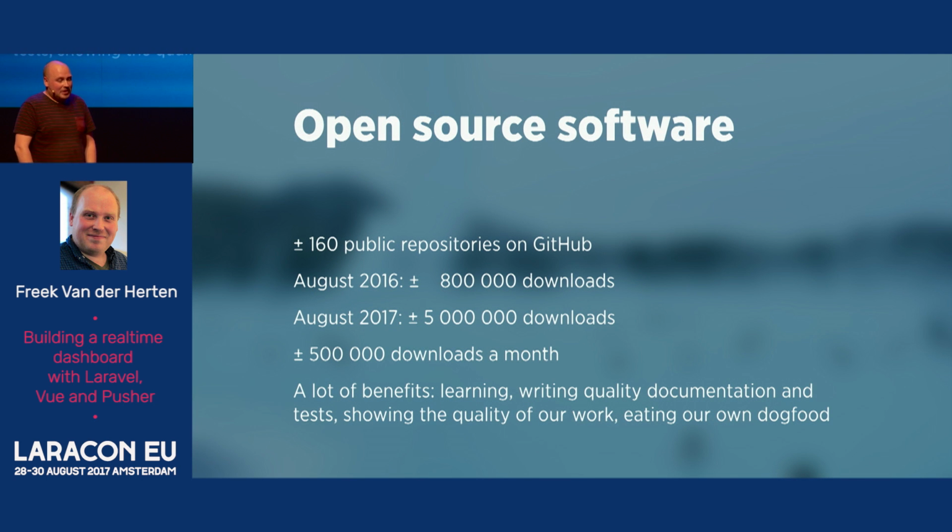This is the state of things. We currently have like 160 public repositories on GitHub right now. Last year, at this day, we had 800,000 downloads, and now we're approaching 5 million, with 500 downloads of those packages being done each month, which we're very happy with.